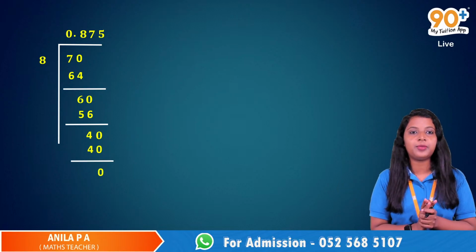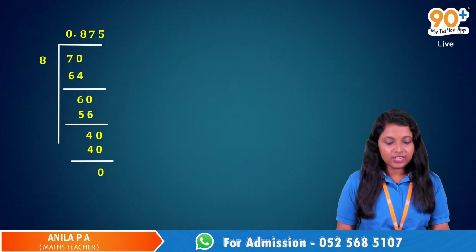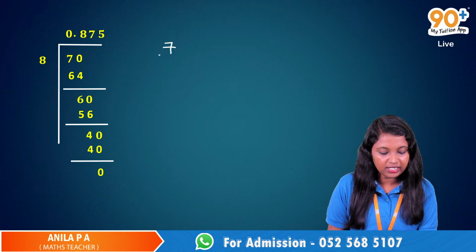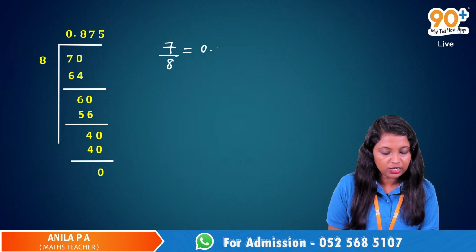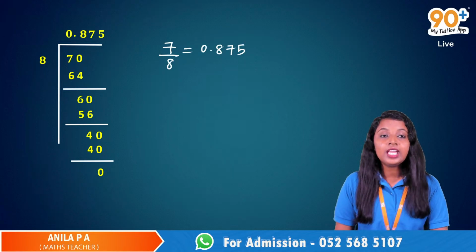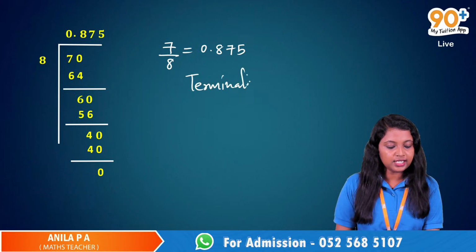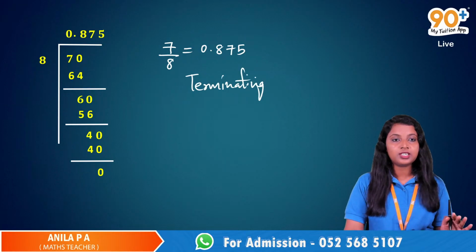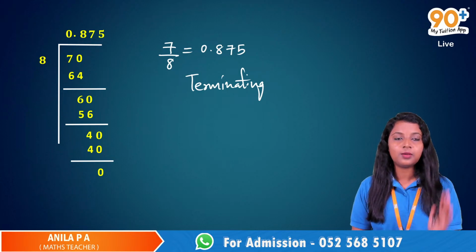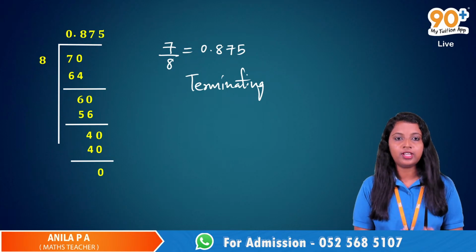So we can stop here. Yes, very good. So 7 divided by 8 is equal to 0.875. It is ending at a point, so it is terminating. It is not non-terminating, it is terminating.